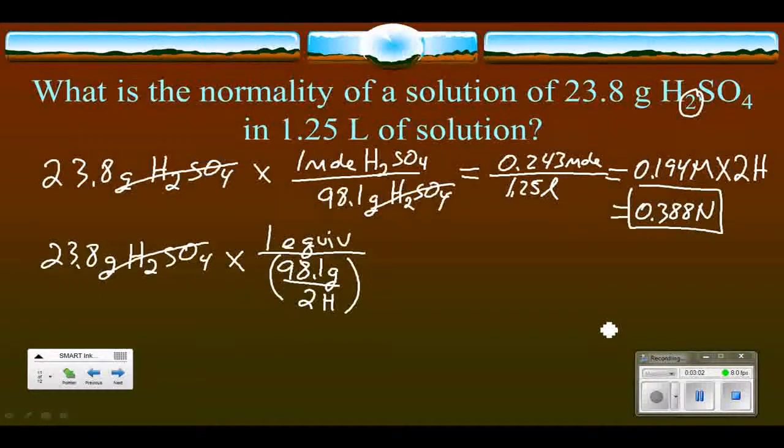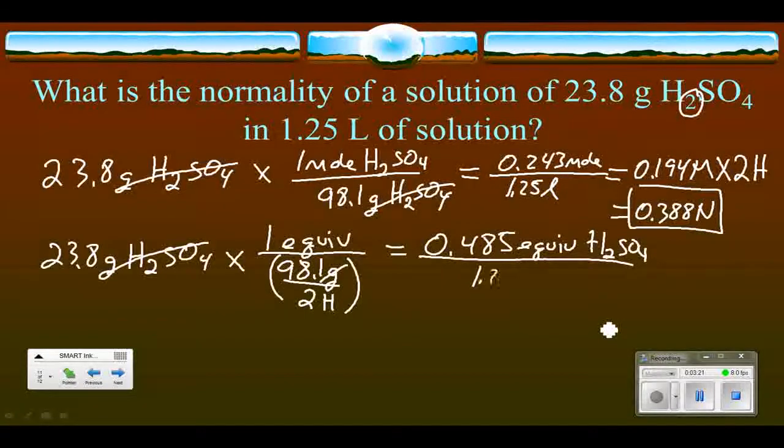The grams of this will cancel out the grams of that. This time, instead of 0.243, my calculator tells me it's 0.485, and that's equivalents of H2SO4. Then we just take the number of equivalents and divide it by the volume, which is 1.25 liters. When you do that division, you're going to find that you get exactly the same answer, and that's capital N, equivalents per liter.